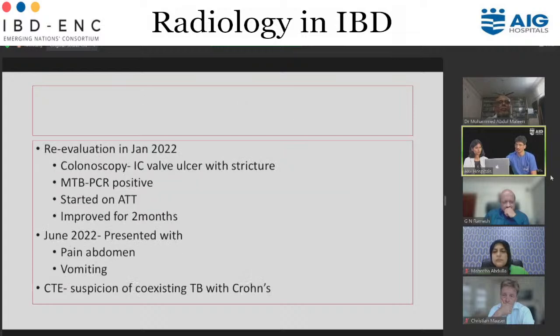She was re-evaluated in January 2022, and her colonoscopy showed an ileocecal wall ulcer with stricture. MTB PCR was positive in the biopsy samples, and she was started on ATT, and she improved symptomatically for the first 2 months. However, in June 2022, she again presented with abdominal pain and vomiting, and this time CT enterography was done, and there was a suspicion of coexisting TB with the Crohn's disease.